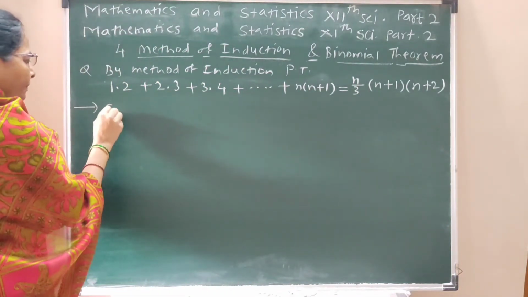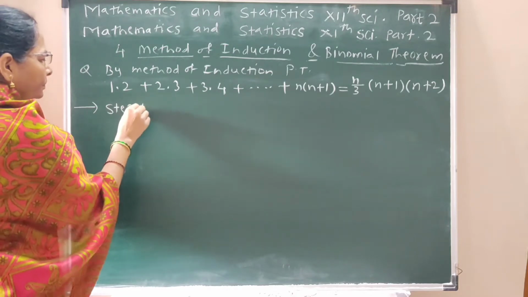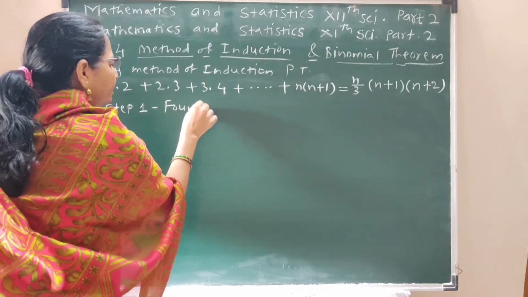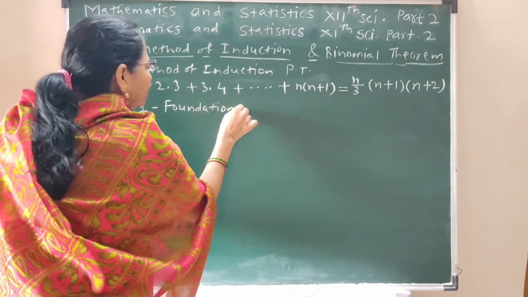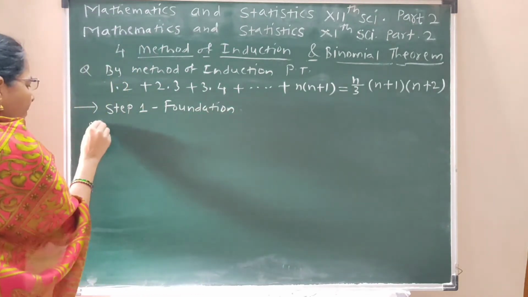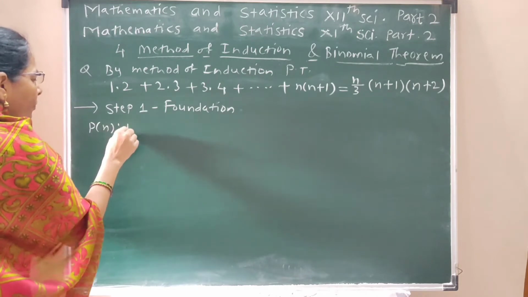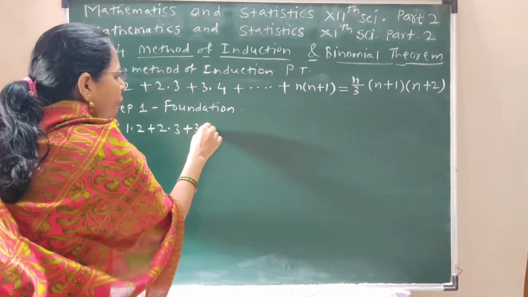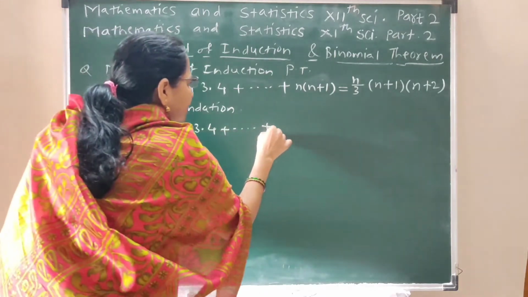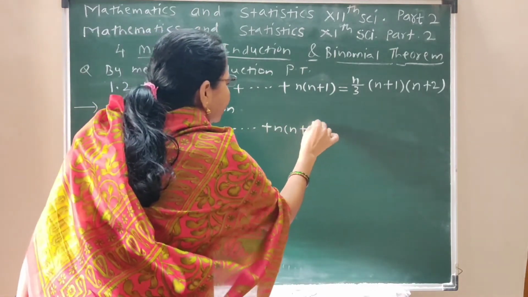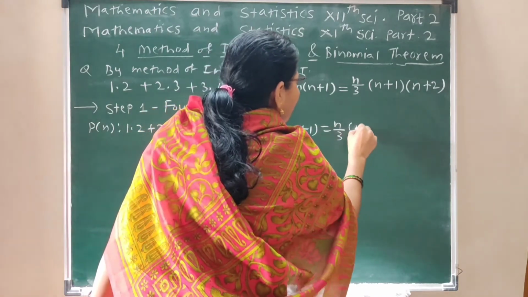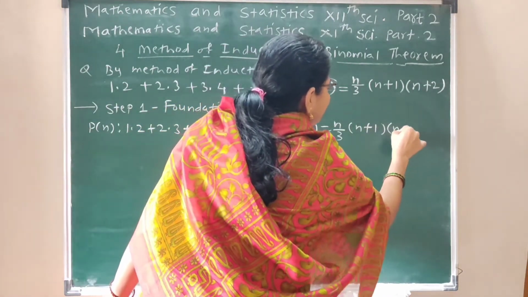First step, foundation. Pn: 1 into 2, 2 into 3, 3 into 4, ... n into n plus 1 is equal to n by 3, n plus 1, n plus 2.